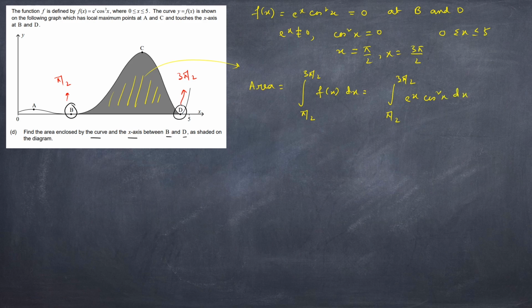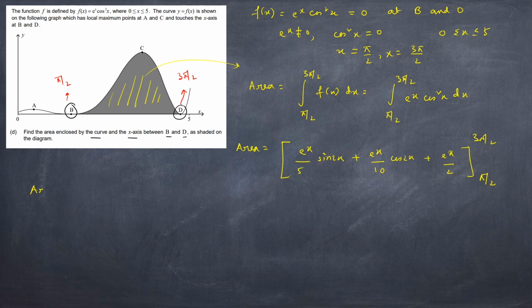We have already determined the integral of e^x cos²x dx in the second problem of this question, so we will just use that. The area will be e^x divided by 5 sin 2x plus e^x by 10 cos 2x plus e^x by 2, and the interval is from pi by 2 to 3 pi by 2.